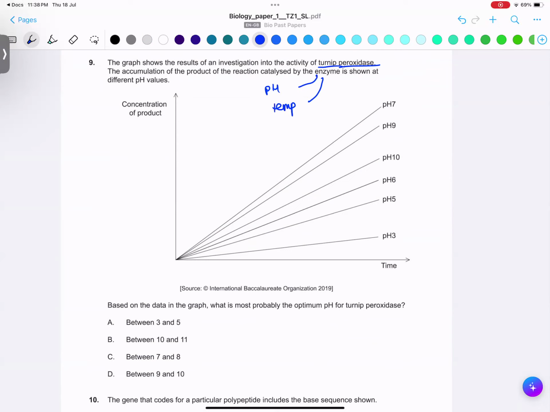And after that, if you surpass that certain optimum pH or temperature, whatever it is, then the enzyme may end up denaturing, and the denaturation is irreversible. So in this case, we actually need to look at each answer.